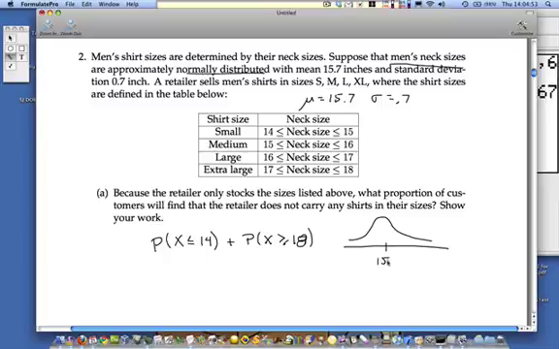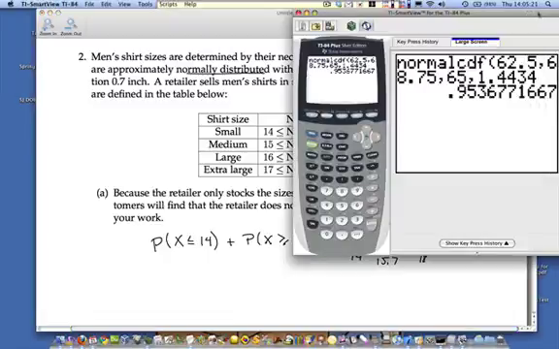The mean is 15.7. Sigma is of the population of men, or the neck sizes of the population of men. We're looking for the area left of 14 and the area right of 18. Now, I could do this in 2 separate operations and add them together, or I could do the middle and then subtract it from 1. I'll do it that way because it's going to be a little quicker.